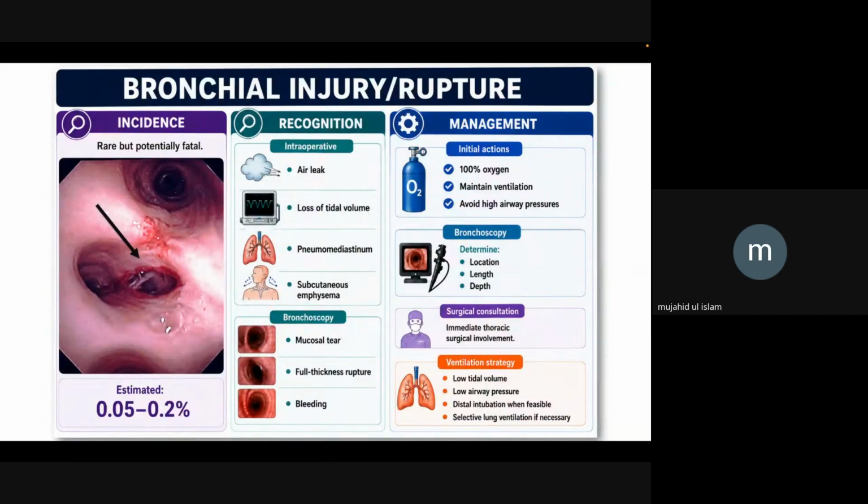Management includes 100% oxygen, maintaining ventilation with low airway pressures, immediate bronchoscopic assessment, early thoracic surgical consultation, and lung protective ventilation until definitive treatment.